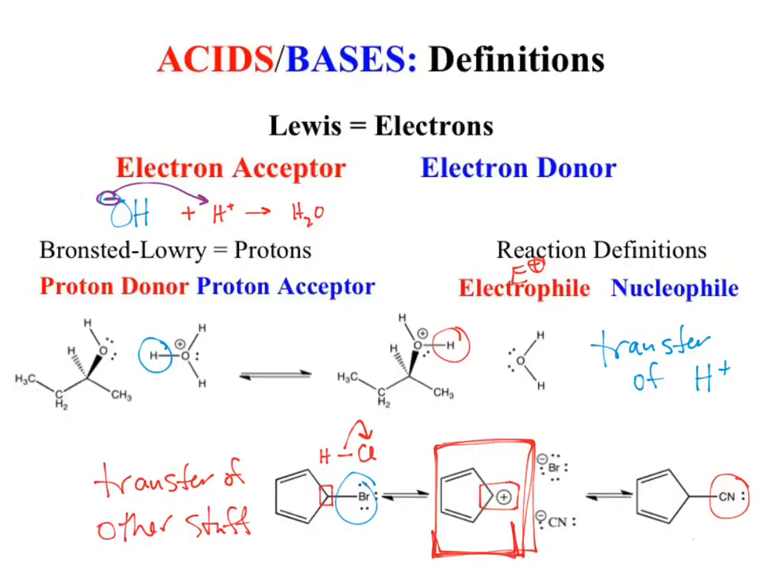The nucleophile and electrophile cannot be referred to as Bronsted-Lowry. Why not? Our definition of our electrophile and nucleophile was other stuff, not hydrogen. By definition, they can't apply to each other. Lewis overarches everything. So we now have an electron donor.